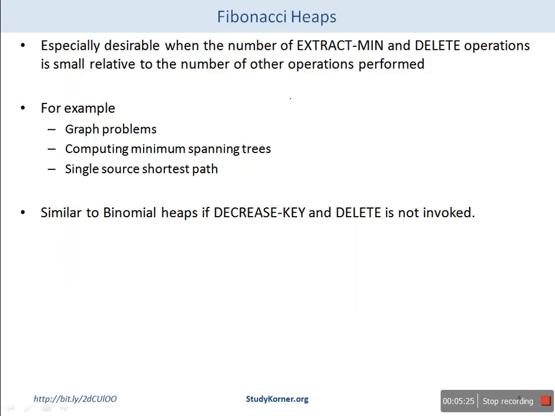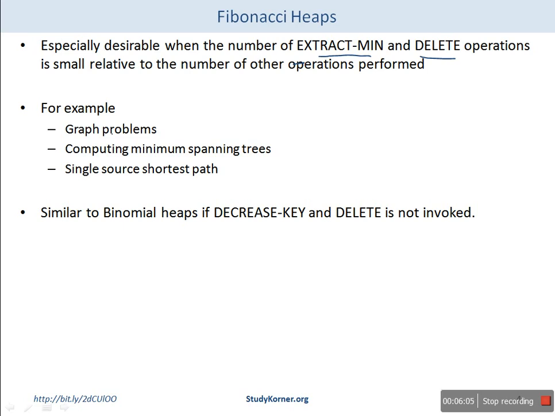The binomial heap is especially desirable when the number of extract min, find min, and delete operations is small relative to the number of other operations, because in these types of operations it will take the same time as the binomial heap. So in those applications in which extract min and delete operations are relatively few, we can use a Fibonacci heap, because it takes order of one time for all other operations.